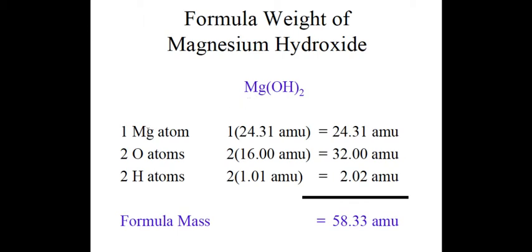We can see that the one magnesium has its own mass of 24.31 AMU. Each of the 2 oxygens in the 2 hydroxides have 16 AMU each for 32 total, and the 2 hydrogens, a little over 1 each, equal a total of 2. That means the formula mass is going to be the sum of all of those masses, and we get 58.33 as the formula weight of magnesium hydroxide.